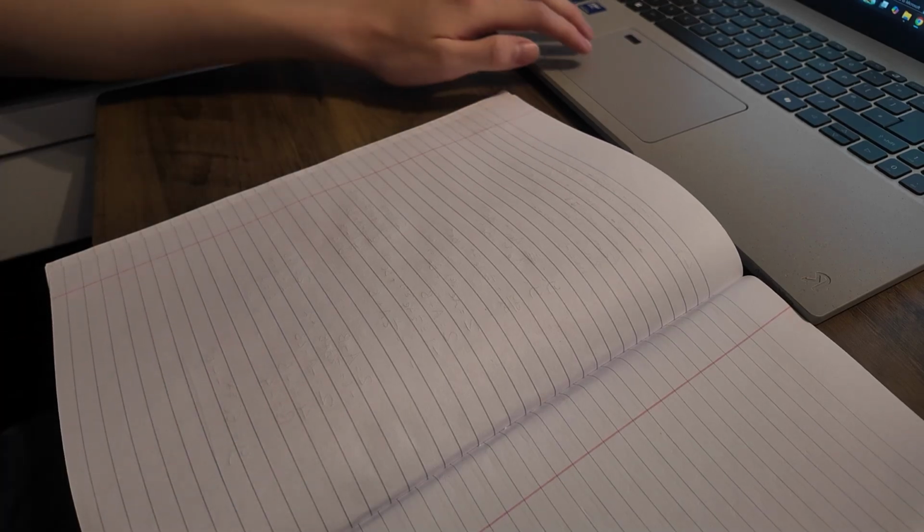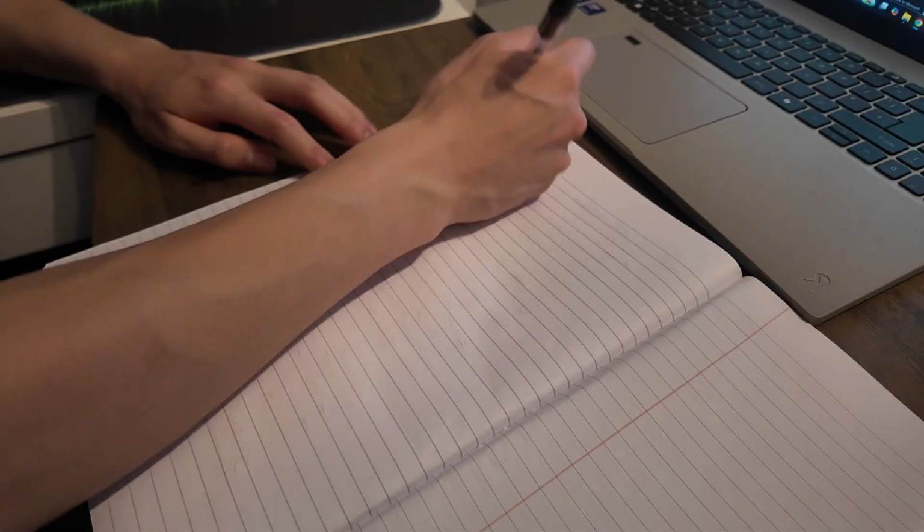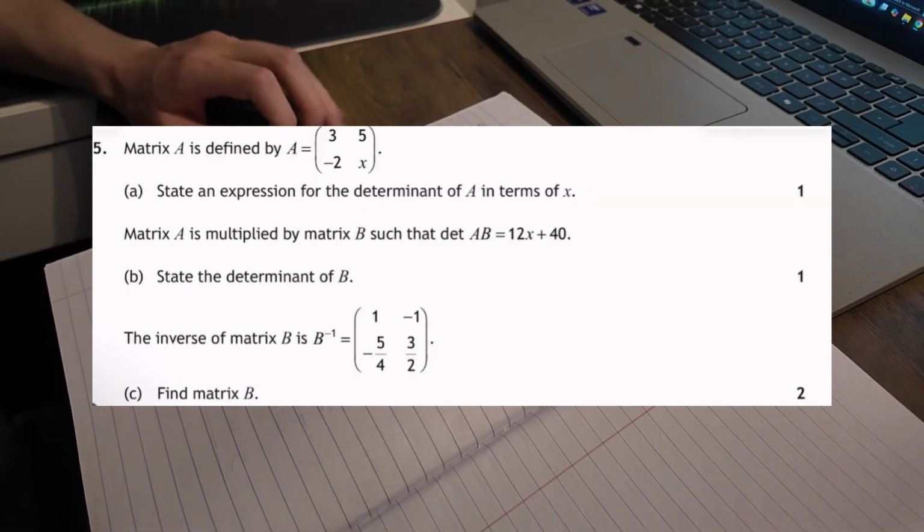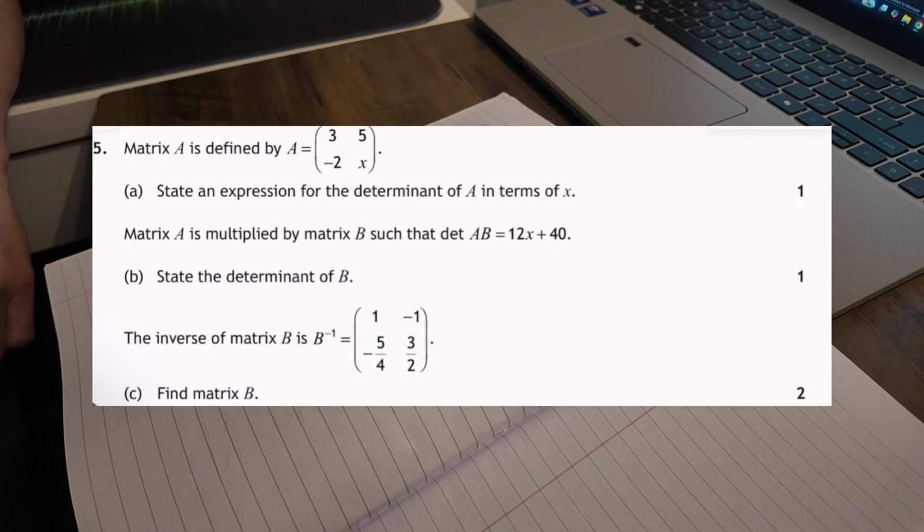Okay, I'm going to move my camera over to this angle so you can get a better view. So question 5 says matrix A is defined by 3, 5 minus 2x. State an expression for the determinant of A in terms of x.